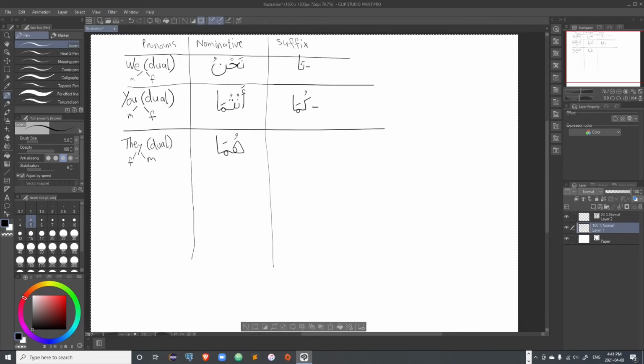هما, huma, and the suffixes are the same as the nominative form. So it would either be huma if it is attached, or if it is not attached, the ha would be written as such. Huma.